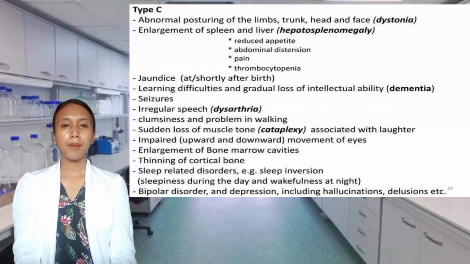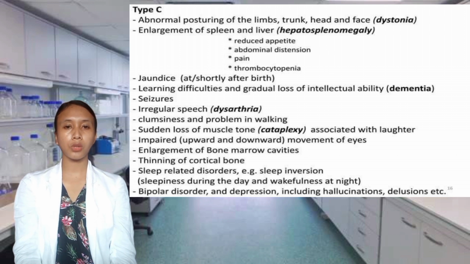In type C, abnormal posturing of the limbs, trunk, head, and face, or dystonia. Enlargement of spleen and liver, hepatosplenomegaly, that may reduce appetite, and cause abdominal distension, pain, thrombocytopenia. Jaundice at or shortly after birth. Learning difficulties and gradual loss of intellectual ability, or dementia.